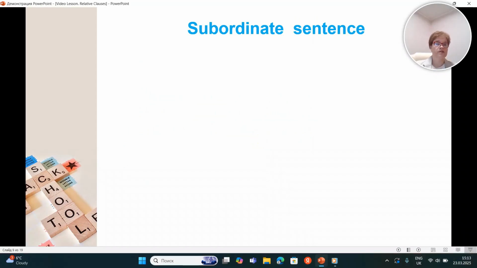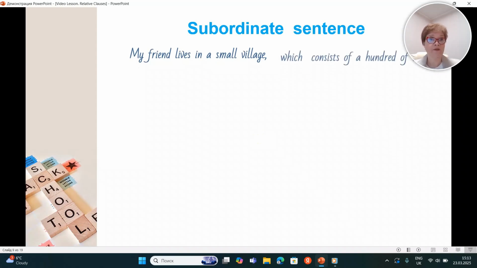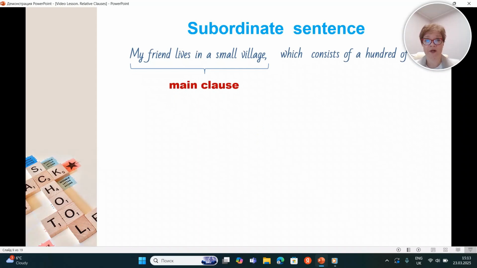Now we're getting to the good stuff. Relative clauses help us add more details to our sentences without starting a new one. Let's look at the example. My friend lives in a small village which consists of 100 of houses. The main clause here is my friend lives in a small village, which consists of 100 of houses.